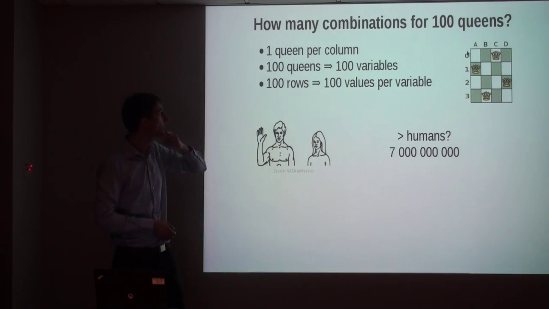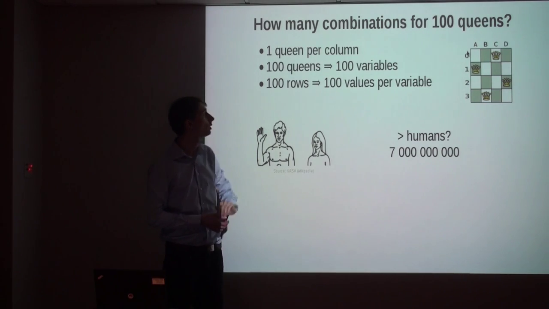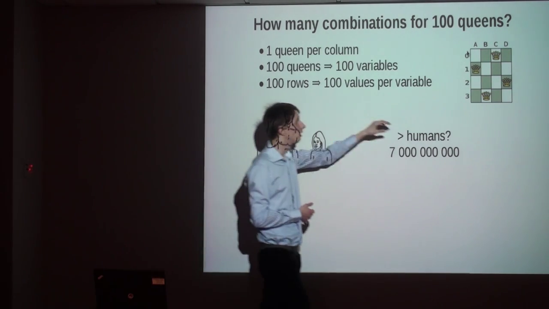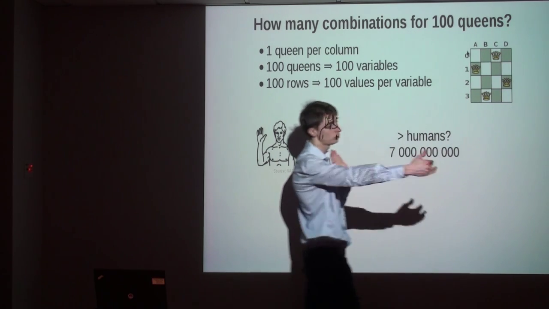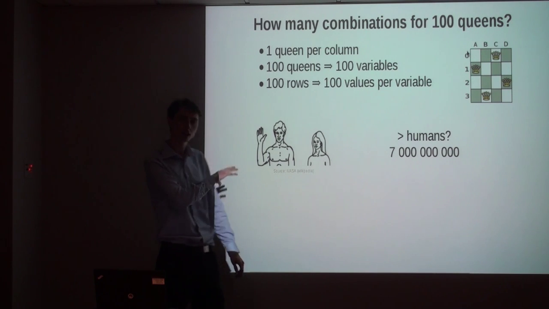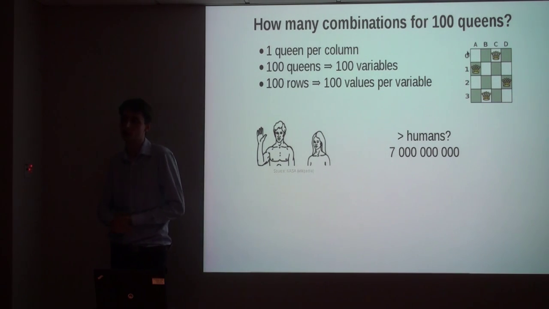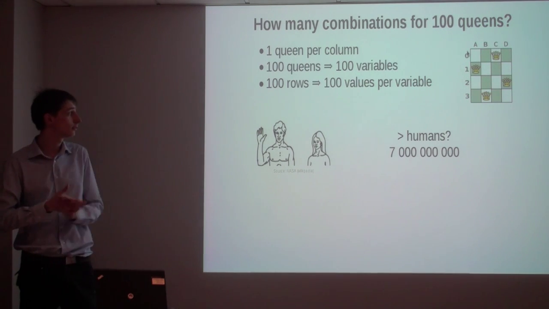We have 100 queens, so we have 100 variables, 100 queens, right? And we have 100 rows, so we have 100 possible places to put each queen, because we're using a chessboard of size 100. The number of combinations, is it more than the number of humans? We have 7 billion humans on the planet, more or less. Anybody, if you believe it's more than the number of humans, raise your hand.